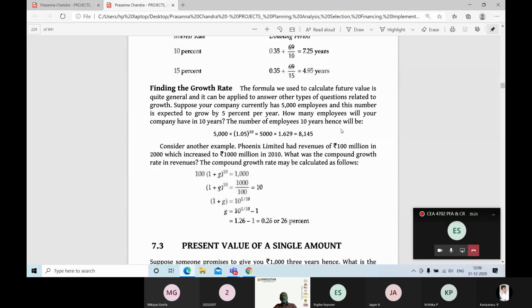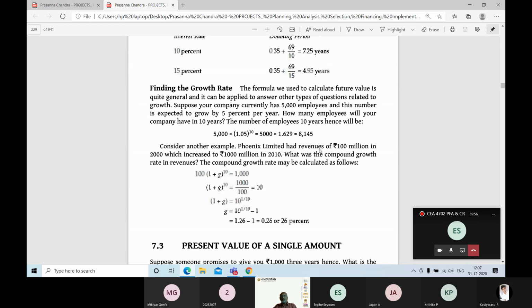The number of employees 10 years hence will be 5,000 into (1 plus 0.05), since 5% is the increase, so 1.05 to the power 10. Then 5,000 into 1.629. This factor is available when you look at the table. Based on that, you multiply 5,000 by 1.629, and it comes to about 8,145. This is how simply you have to calculate it.